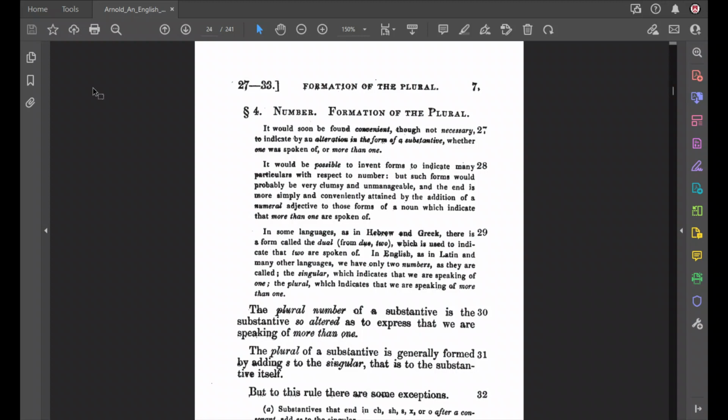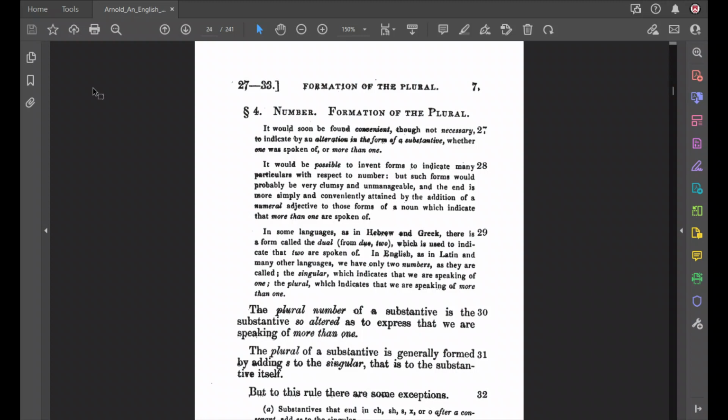So it would be possible to invent forms that expressed all different numbers, but the forms would be clumsy and impossible to manage, and the end is more simply and conveniently attained by the addition of a numeral adjective to those forms of a noun which indicate that more than one are spoken of. So there's no need to have forms that show different numbers beyond some simple sign of whether a thing is singular or plural.